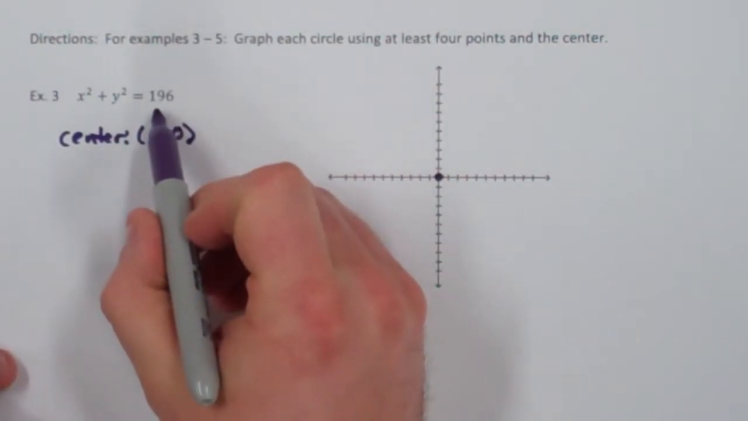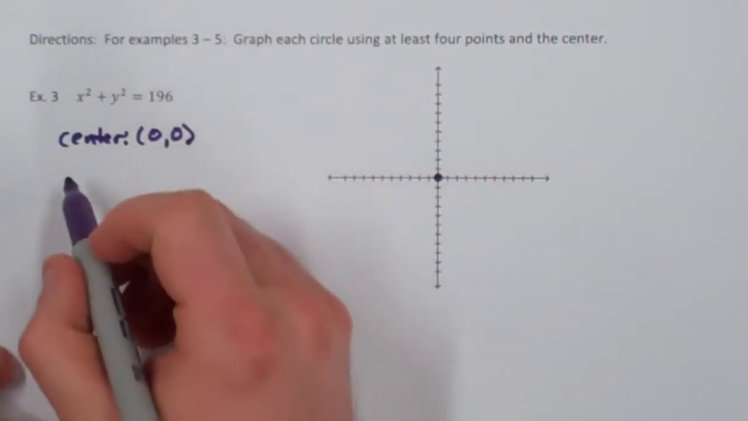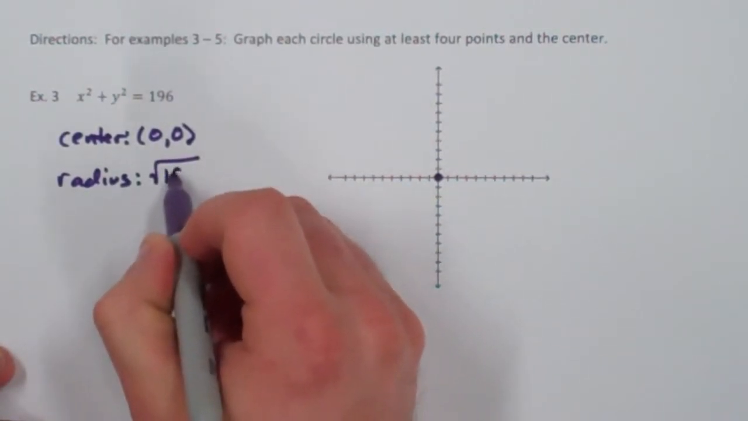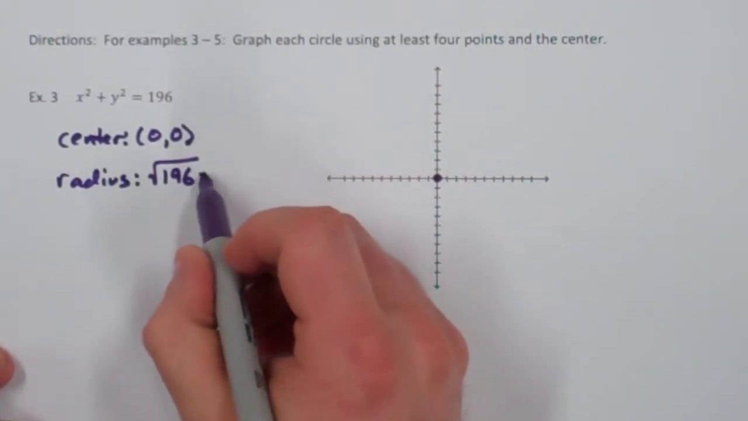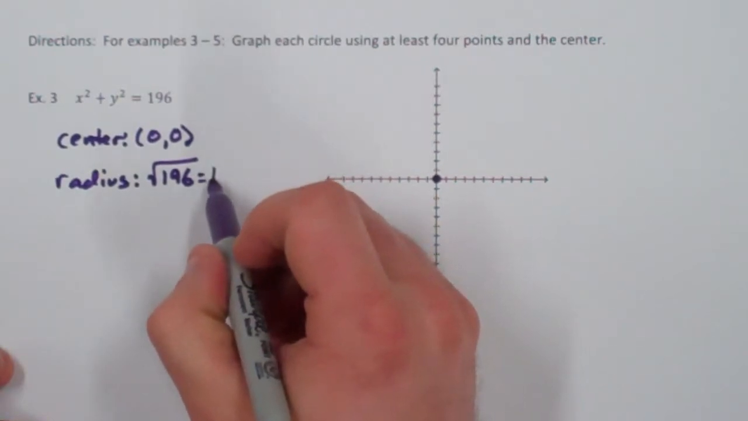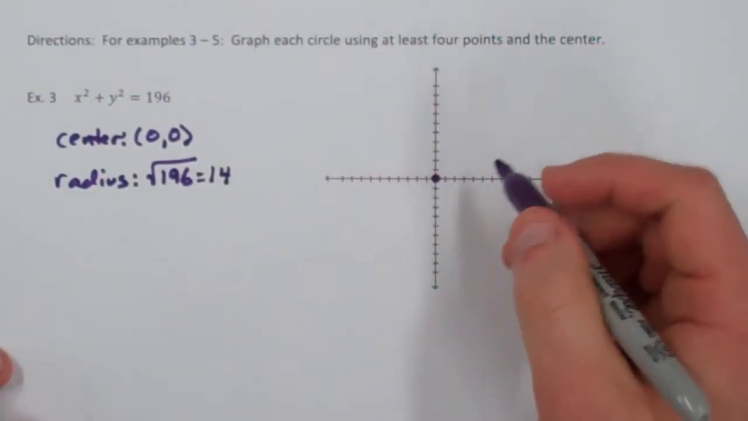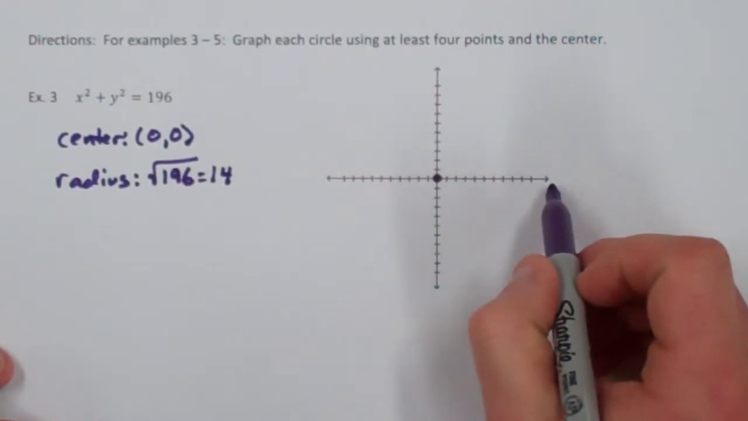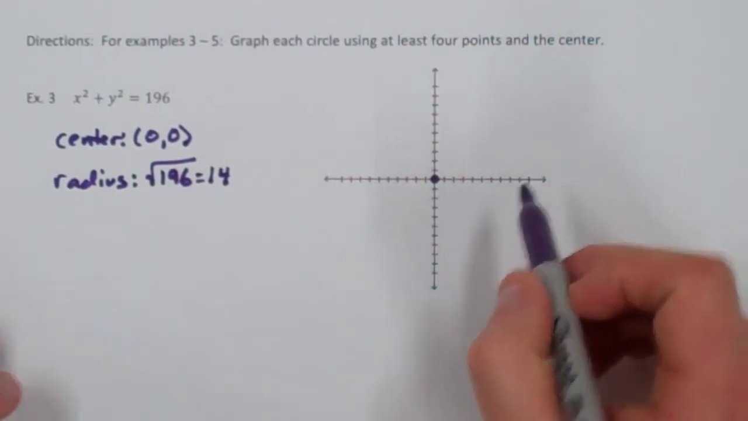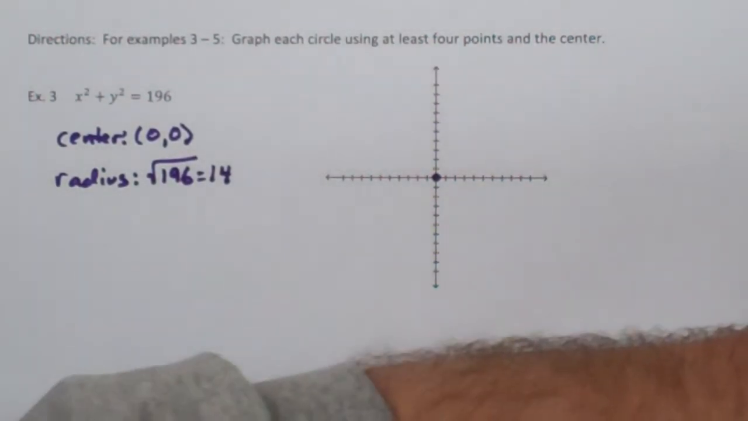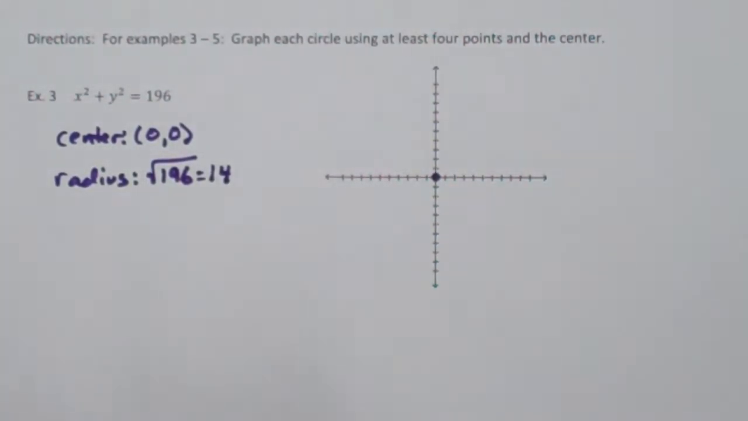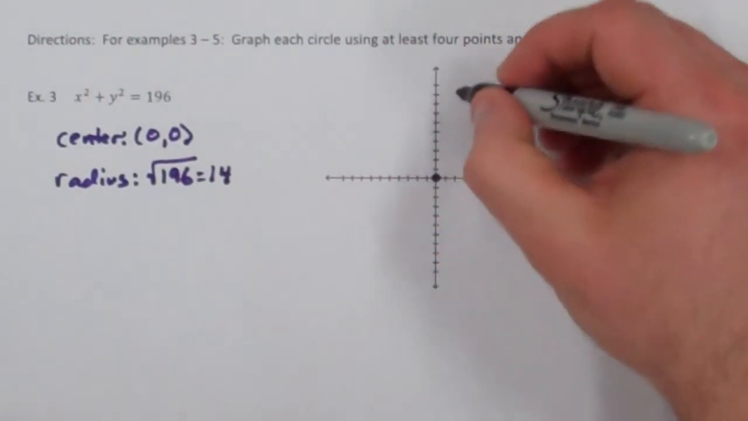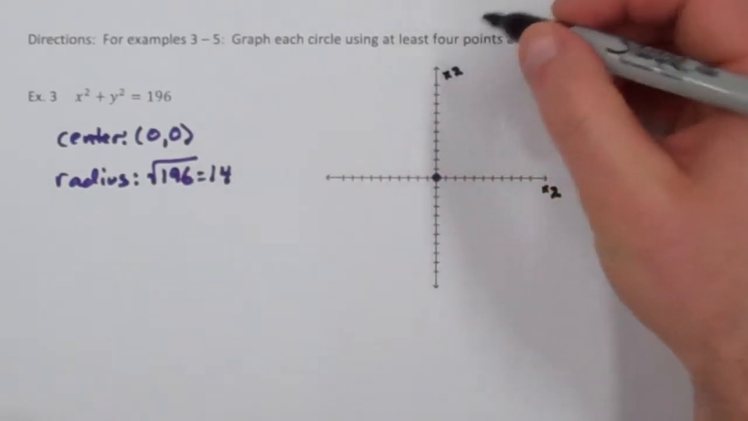Now the radius here will be the square root of 196. And the square root of 196 should be 14. So with this, it's going to be off the graph a little bit. So what I'm going to do is change the scale, and I'm going to make every tick mark worth 2. And we're going to do the same thing for the y-axis as well.